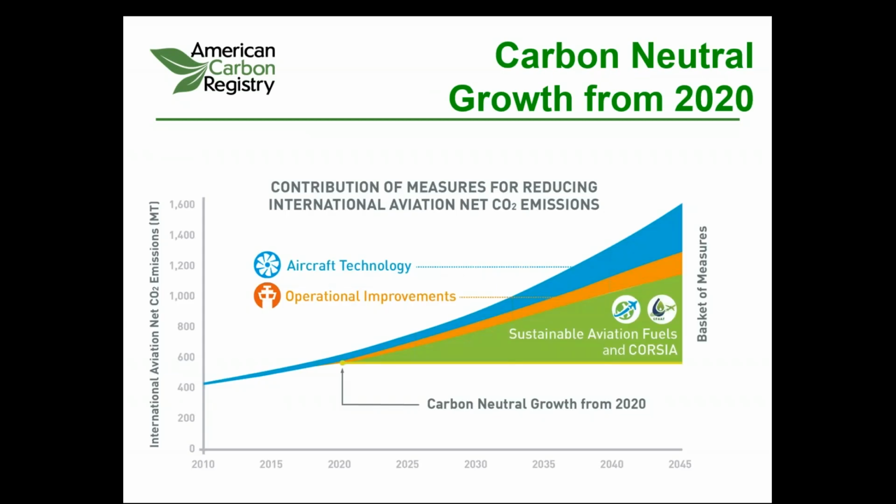To achieve carbon neutral growth from 2020, ICAO members will implement a basket of measures to reduce emissions, including operational efficiency and technology improvements, sustainable alternative fuels, and market-based measures under the CORSIA, and that's where the offsetting falls.